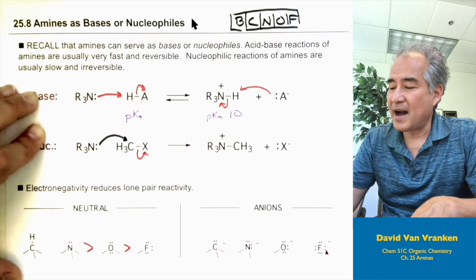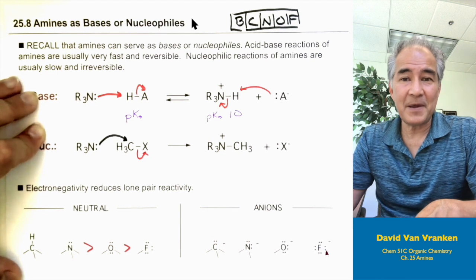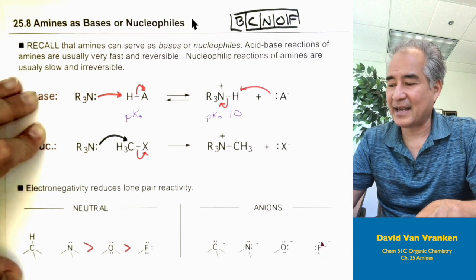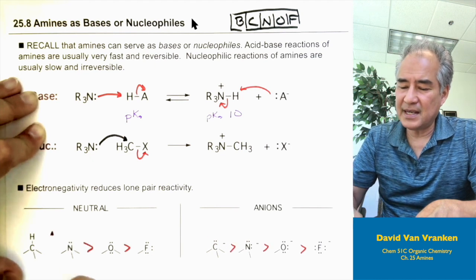And again, fluoride is electronegative. It's happy with the electrons. It doesn't want to share them by attacking something. So you'll find the same order of acidity and basicity.